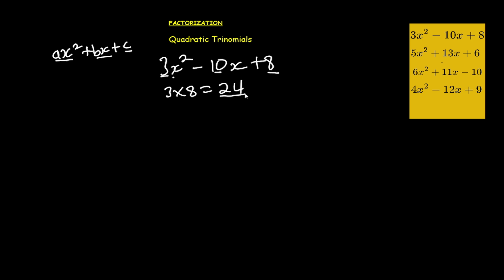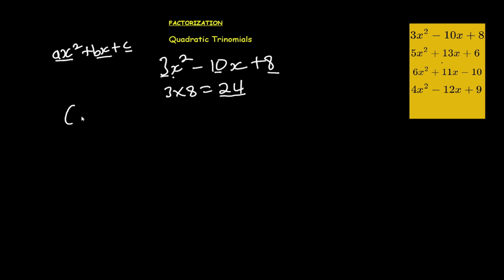Now after getting this 24, you try to find 2 numbers such that when you multiply them you get 24, and when you add them you get -10. So let's try and find 2 numbers that multiply to give 24 and also add up to -10. Those 2 numbers are called factor pairs.